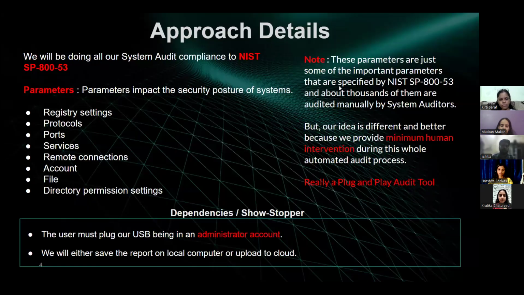So the approach details are that we'll be doing all our system security audit compliant to NIST SP 800-53. NIST SP 800-53 gives the parameters which impact the security posture of the system. The parameters can be registry settings, protocols, ports, services, remote connections, and all the files and their permissions present in the system. Then we also want to reduce all the human intervention.